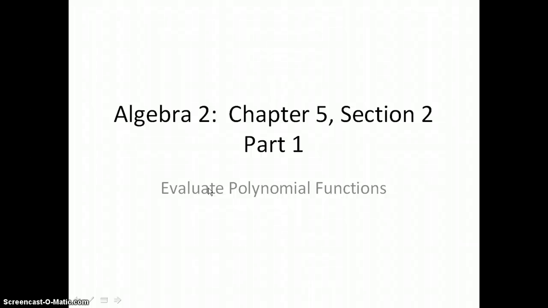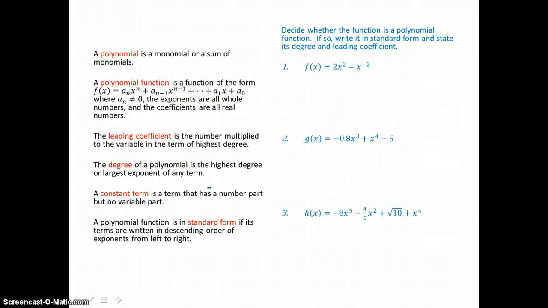In section 5.2 part 1, you will evaluate polynomial functions. In these three examples, we're going to decide whether the function is a polynomial function. If so, we're going to write it in standard form and state its degree and leading coefficient.